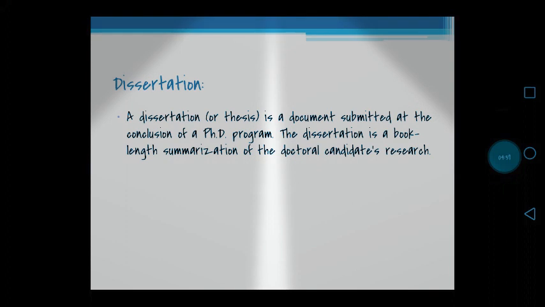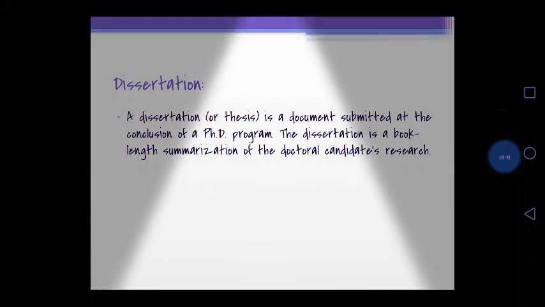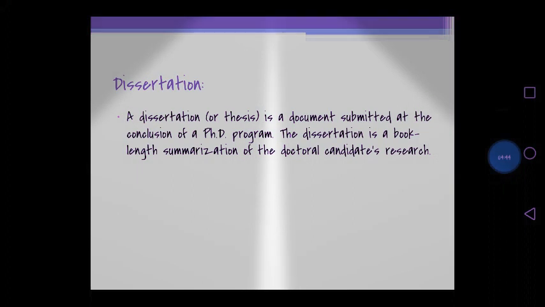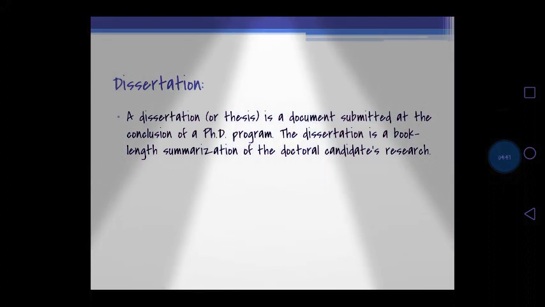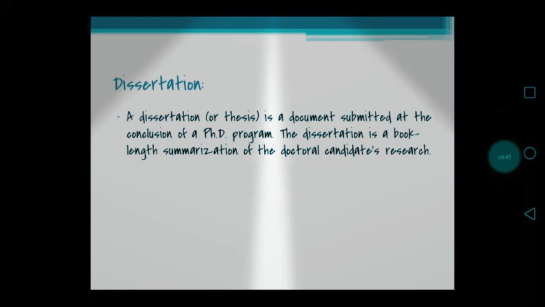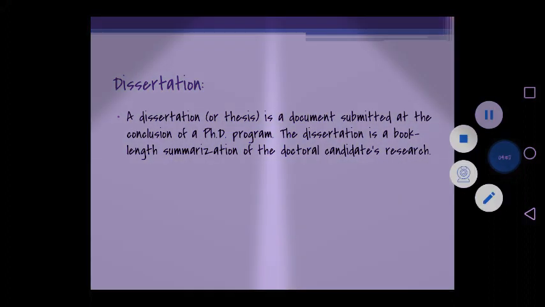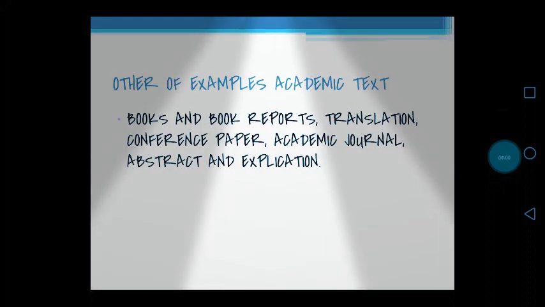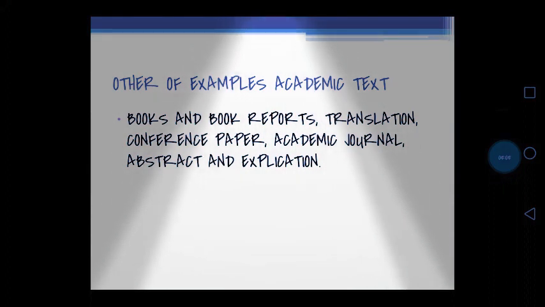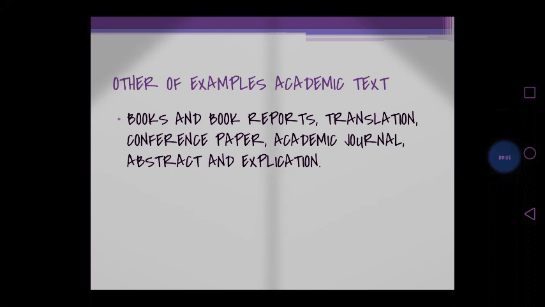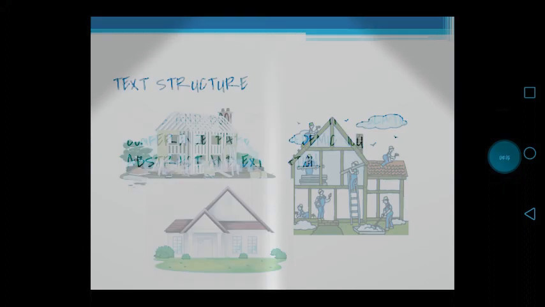So what is a dissertation? A dissertation or a thesis is a document submitted at the conclusion of a PhD program. The dissertation is a book-length summarization of the doctoral candidate's research. What are other examples of academic texts? We have books and book reports, translations, conference papers, academic journals, and abstracts and explication.